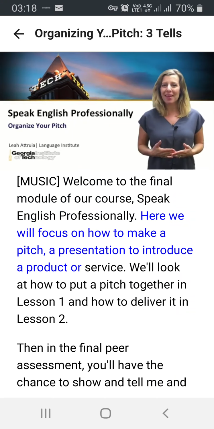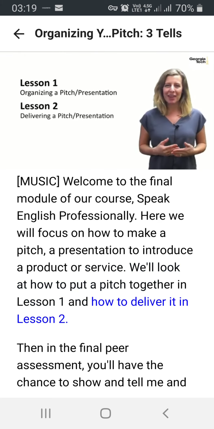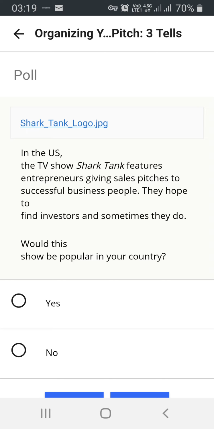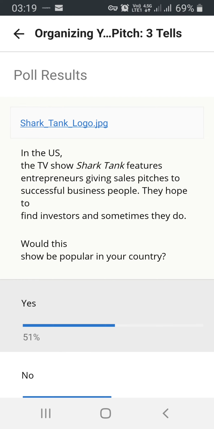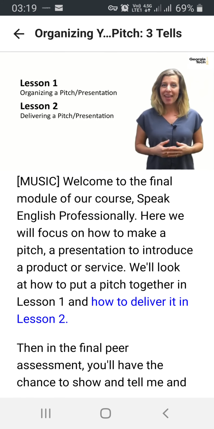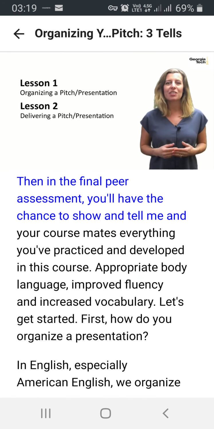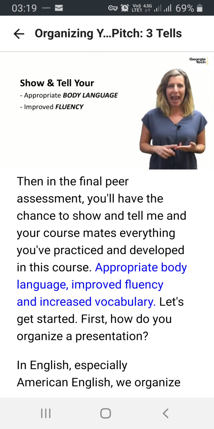We will focus on how to make a pitch, a presentation to introduce a product or service. We'll look at how to put a pitch together in Lesson 1 and how to deliver it in Lesson 2. Then, in the final peer assessment, you'll have the chance to show and tell me and your course mates everything you've practiced and developed in this course: appropriate body language, improved fluency, and increased vocabulary.